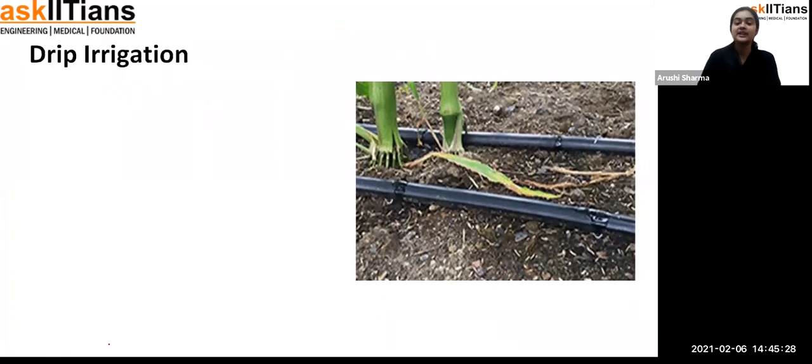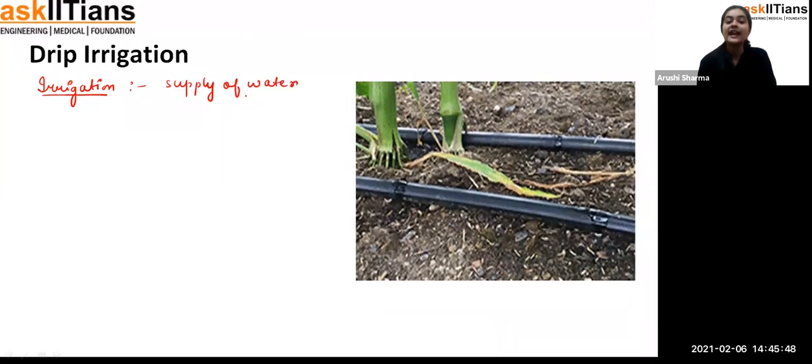Now second is the drip irrigation. First of all, you should know what irrigation is. Students, when in the agriculture field we are growing crops, we need water for growing the crops, and the supply of water for agriculture purpose we call irrigation. Some people start using tube wells, or pipes so thick that lots of water is getting wasted.